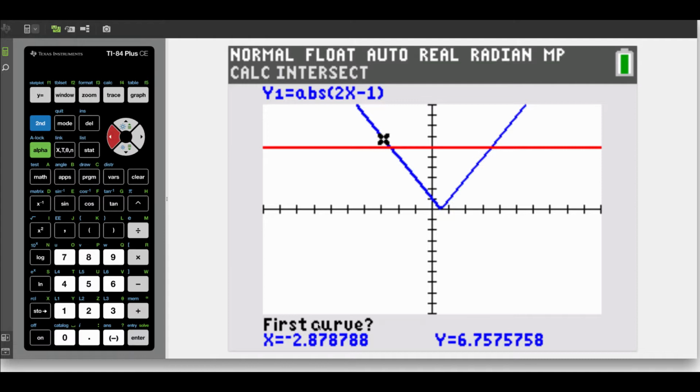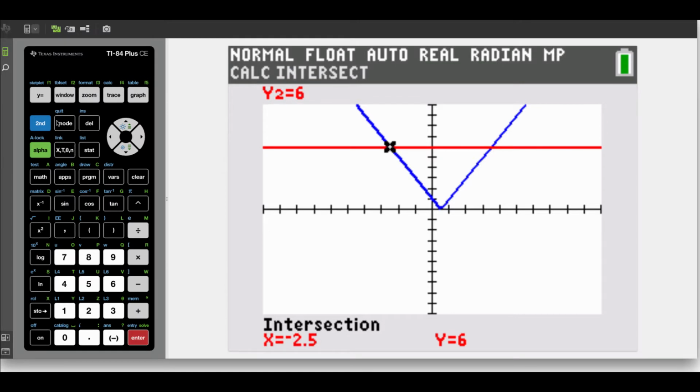Now it asks us for our first curve. We want to make sure that we're on our absolute value graph, our blue graph. I hit enter. Then it asks us for our second curve, so I make sure that it's switched over to my red graph. Hit enter. We can take a guess, but we don't have to. We can just hit enter one more time. So the first intersection point is at x equals negative 2.5, y equals 6, meaning that the x value there is negative 2.5. So that's one of the solutions.